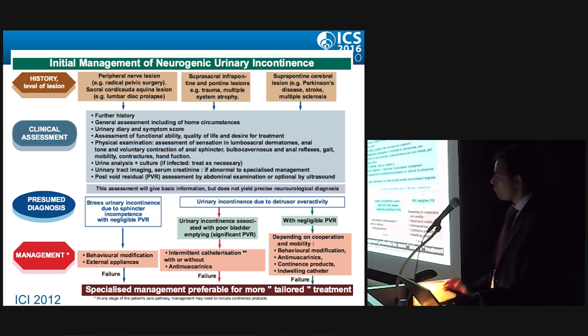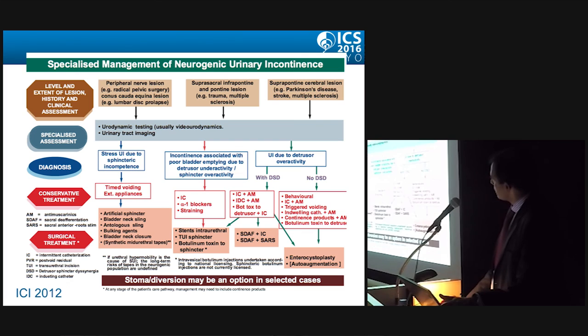However, more and more guidelines, especially around progressive neurological conditions, would not include urodynamics in the initial assessment of those patients. Whereas patients with spinal cord injury or spina bifida, where the risk is much greater, then without doubt, urodynamics is required.